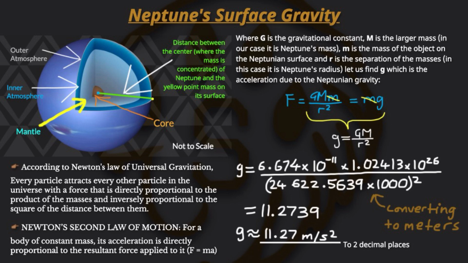The gravity on Earth is 9.81. So to two decimal places, we then say our gravity of Neptune is 11.27 meters per second squared, or newtons per kg if you are using F is equal to mg. If you then say force over the mass, you then get newtons per kg, so you can as well say 11.27 newtons per kg.